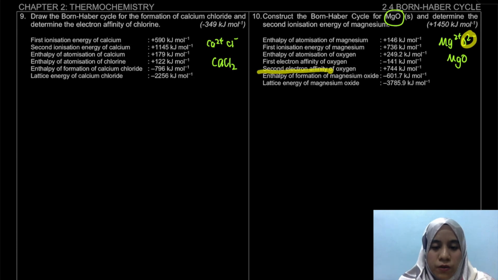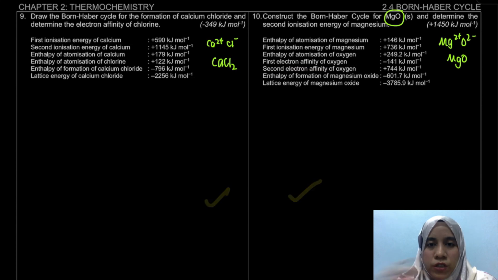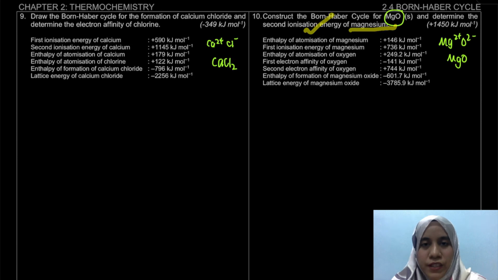Okay. For the case of question 9 and 10, it is tricky because it does not ask about the lattice energy. It asks for something else. Here, they ask you to determine the electron affinity for question 9. Question 10, they ask you to determine the second ionization energy for magnesium. Okay, so that's it for this video.